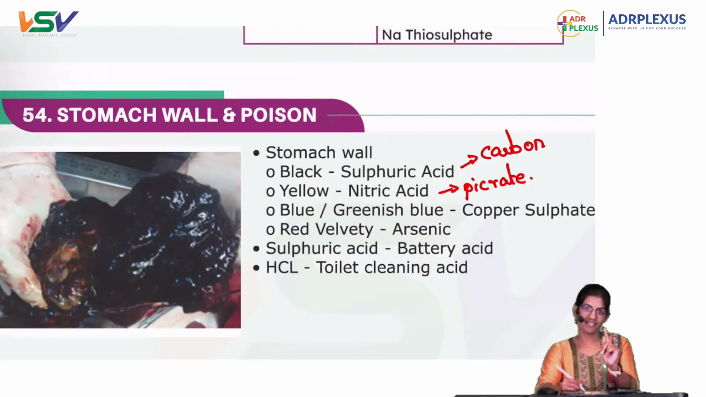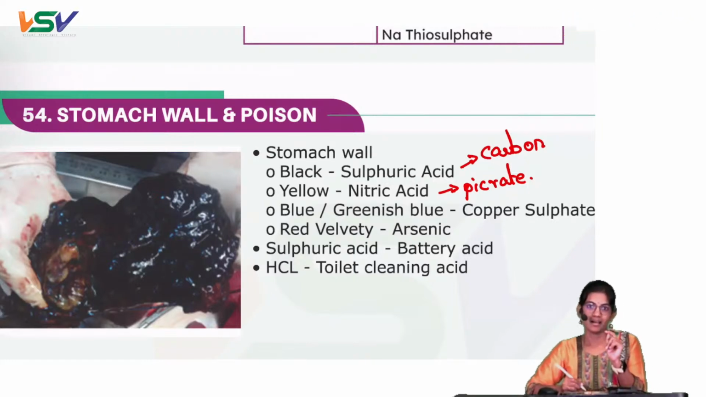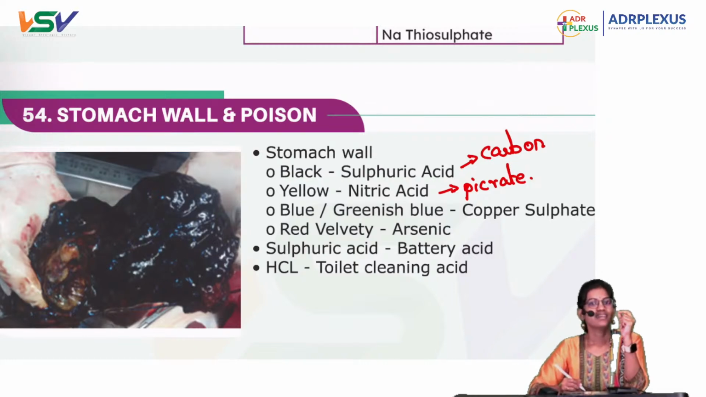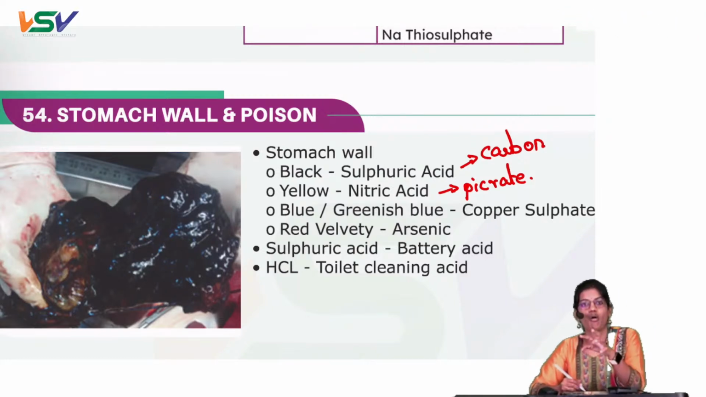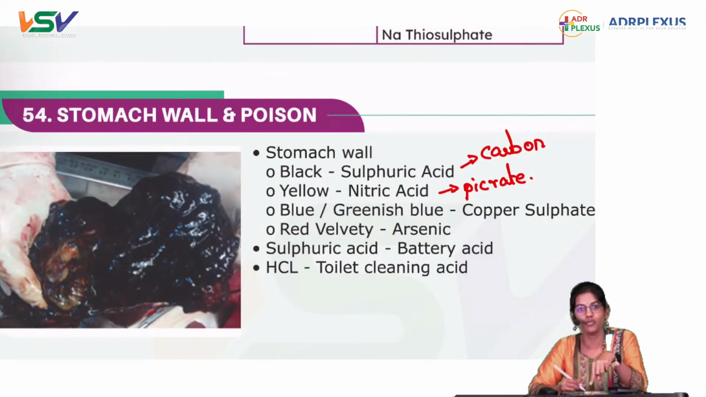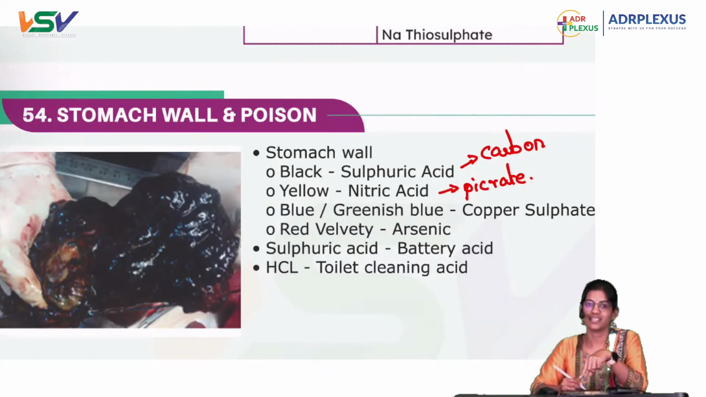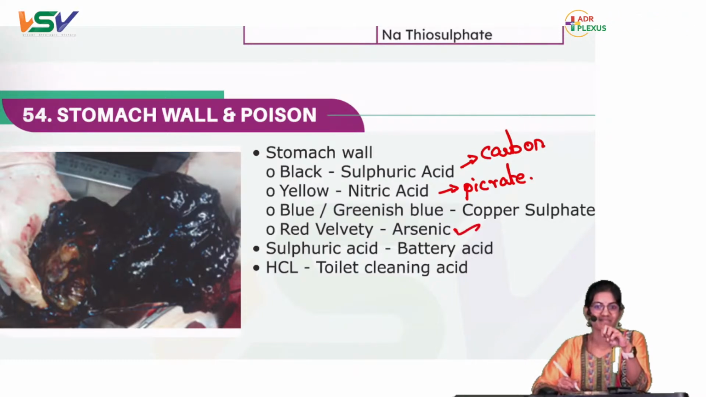Okay, once they have asked about amobarbital sodium: the tablets which are blue in color, because of the dye in them, will produce a blue color. But copper sulfate itself is a compound which is blue. So actually, blue means it's copper sulfate that we are thinking about. Red velvety stomach, arsenic.